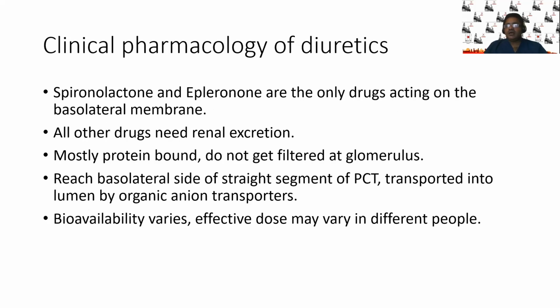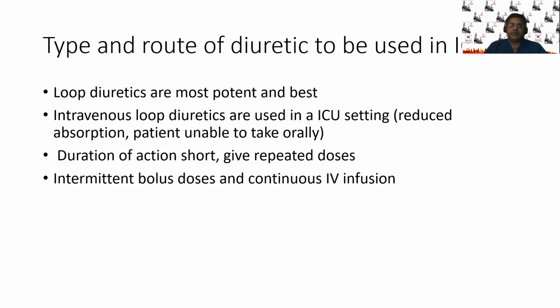So if you look at the clinical pharmacology of diuretics, spironolactone and eplerenone are the only drugs that act on the basolateral membrane. All other drugs need renal excretion. Most of them are protein bound, so they do not get filtered at the glomerulus, and the bioavailability varies, and effective dose of diuretic may vary in different people. So loop diuretics are the most potent and the best to be used. And in an intensive care unit setting, intravenous loop diuretics are used because of the reduced gastrointestinal absorption.